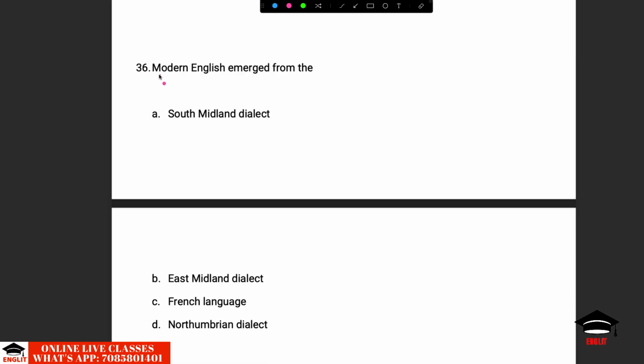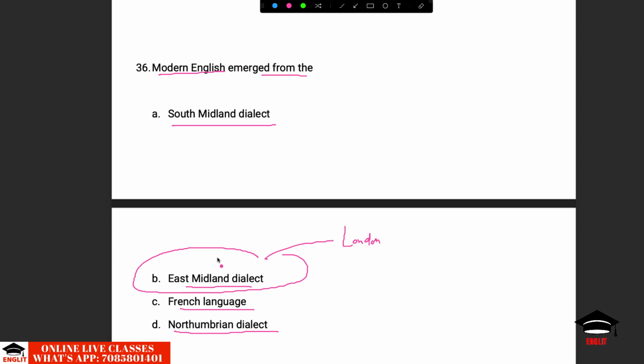Next question. Modern English emerged from South Midland dialect, East Midland dialect, French language or Northumbrian dialect? The correct answer is it arose out of East Midland dialect. London fell in East Midland dialect.